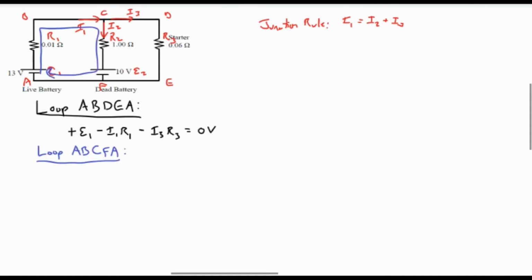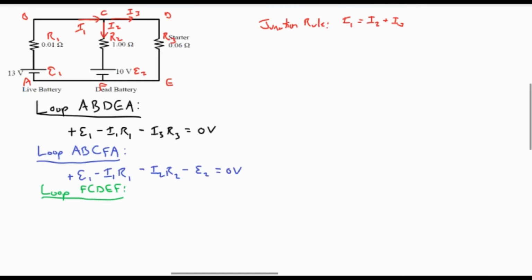Time for the left loop. The first two terms are the same, and I2 R2 is very similar. But here we cross the dead battery backward, so its voltage contribution is negative. In the right loop, we cross the dead battery in the right direction, but we cross resistor 2 against current, so its voltage contribution is positive. We then cross R3 with current, getting minus I3 R3. And there you have it. Those are your equations, and that's probably what you'd be asked to do on the AP2 exam.